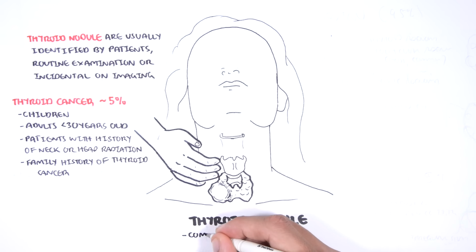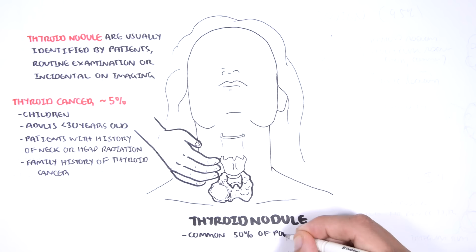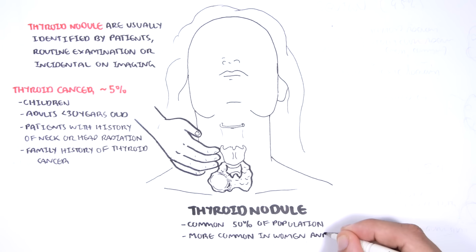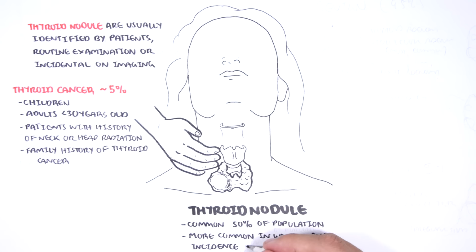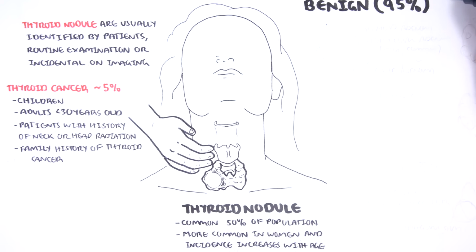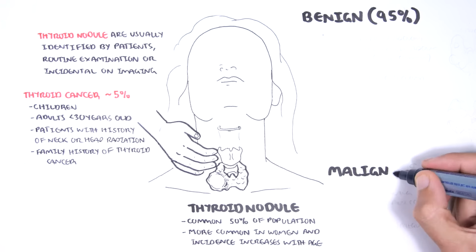A thyroid nodule is actually very common. 50% of the population have it, but only 10% can actually be felt. Like all thyroid diseases, it is more common in women, and the incidence increases with age. The majority of thyroid nodules, as we discussed, are benign, 95% of cases.